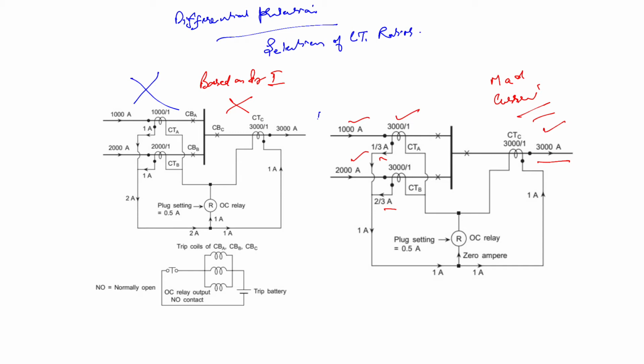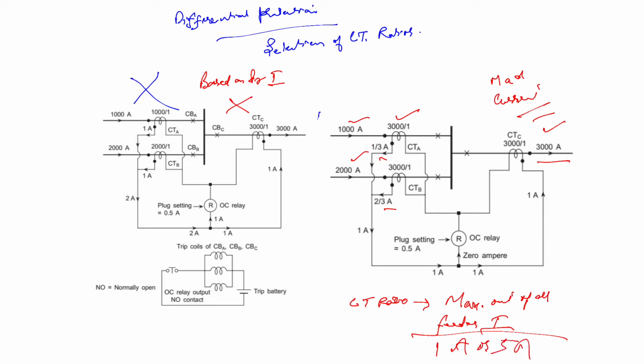So we draw a very important rule from that. The CT ratio of all the CTs is equal to the maximum out of all the feeder currents divided by 1 ampere or 5 ampere, whichever CT we are using.